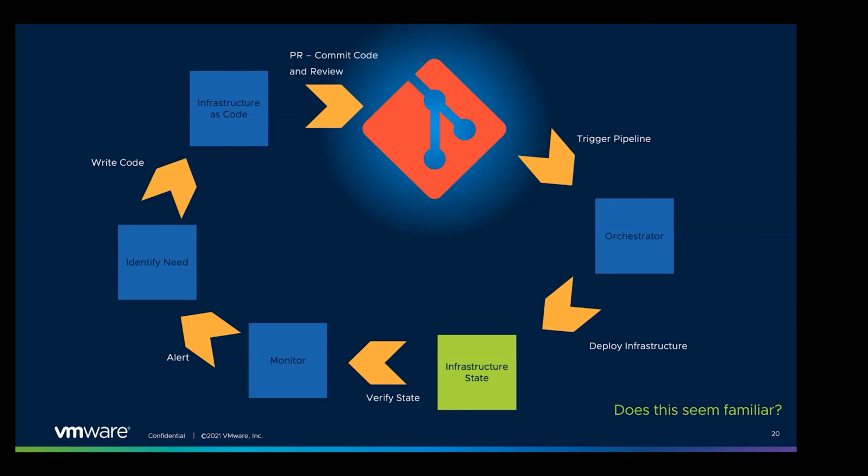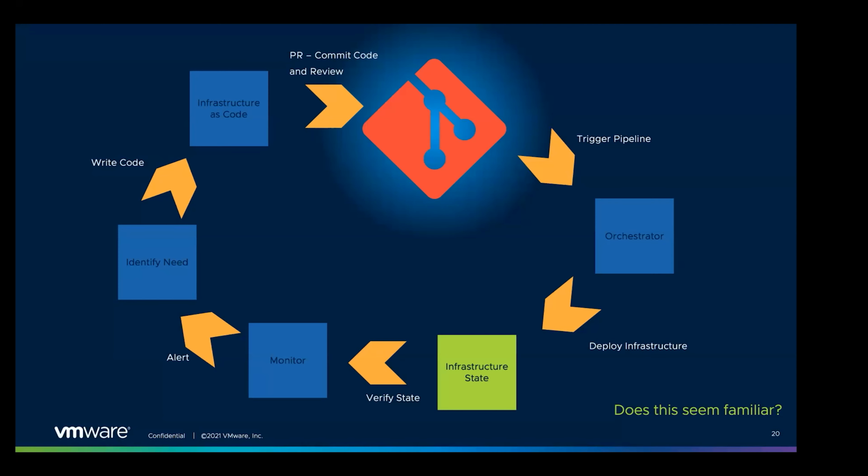But this should now seem like a familiar cycle. That DevOps cycle happening in an infrastructure kind of world should be a reflection of the processes that we're going through and how we're managing this. But you can see, with GitOps, Git really becomes our single source of truth.